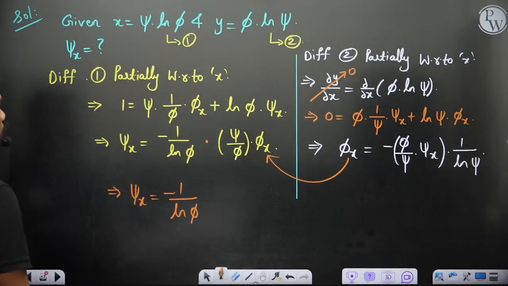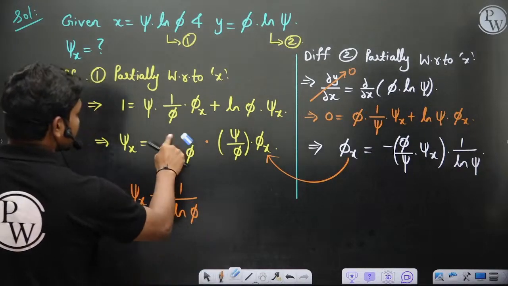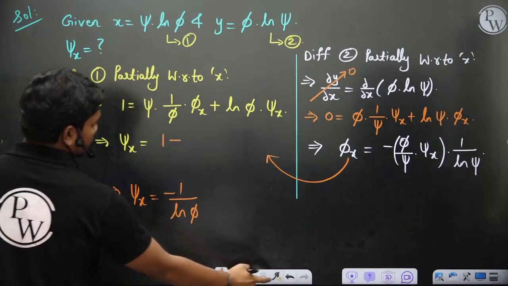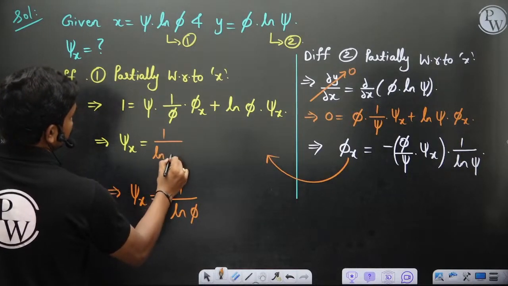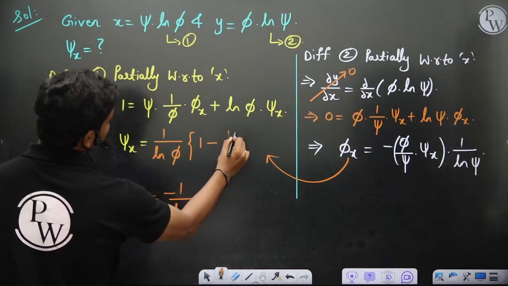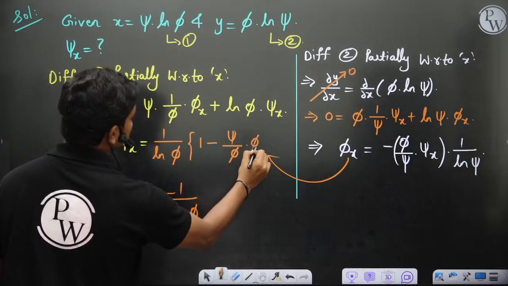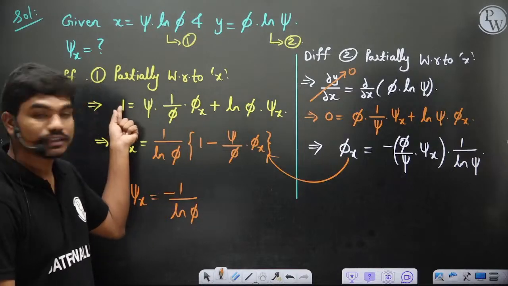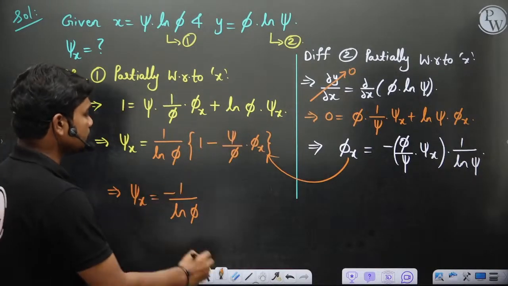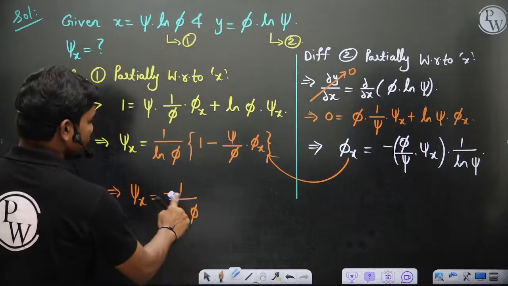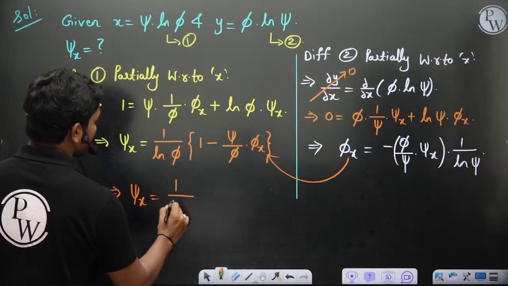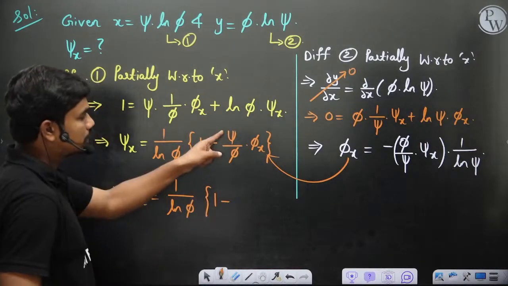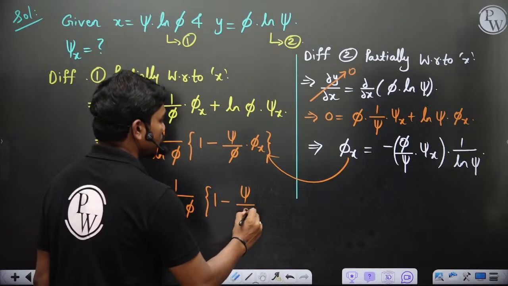Minus 1 by, so just see, no, here I think I have made a mistake. Just a second. 1 is there on the left hand side, so 1 by ln phi times of 1 minus psi by phi into phi x, correct? Okay, so now I am replacing this phi x, because this 1 is there always on the left hand side. So if you replace this phi x value here, there is no minus now, 1 by ln phi actually, so 1 by ln phi into 1 minus this psi by phi as usual into this phi x.